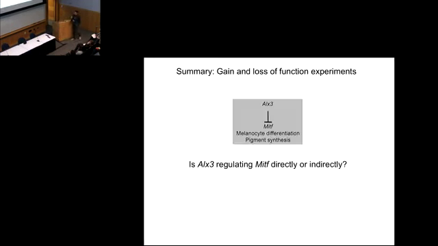And then the summary for the gain and loss of function experiments indicates that ALX3 is repressing MITF, it's decreasing melanocyte differentiation, and it's repressing pigment synthesis. So the last component of this part was to figure out if this repression was direct or indirect. Is ALX3 directly binding to MITF, or is it binding to other factors and interfering with MITF downstream?